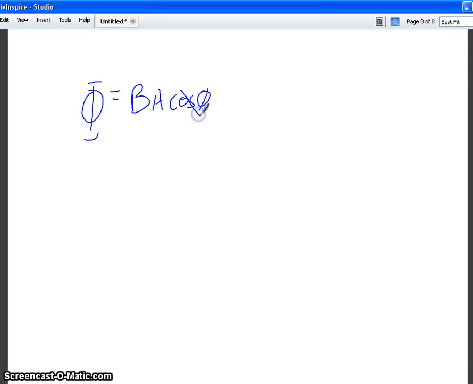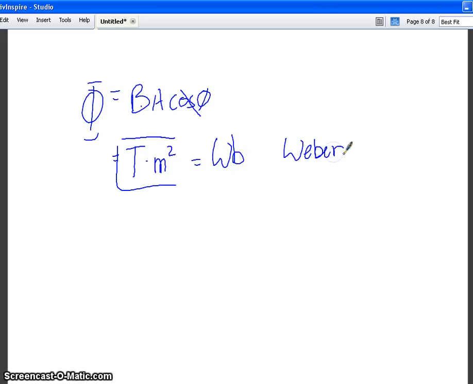B is in Teslas, A is area in meters squared. This is our new unit. This is the breakdown of the new unit, Teslas meter squared, and this unit is known as a Weber, WB. It was named after Wilhelm Weber. So the Weber is going to be one of our new units, based off BA cosine theta.